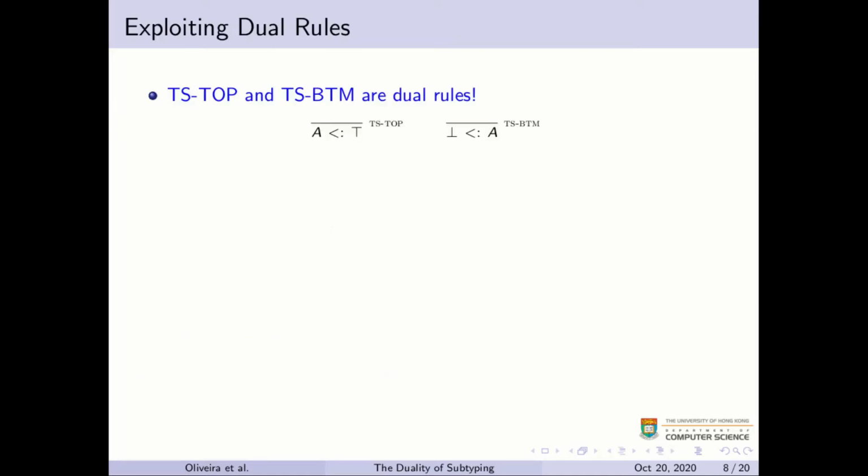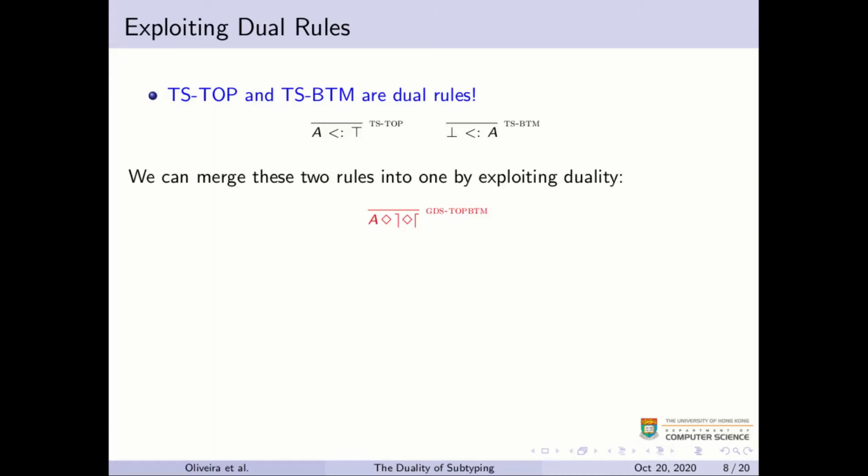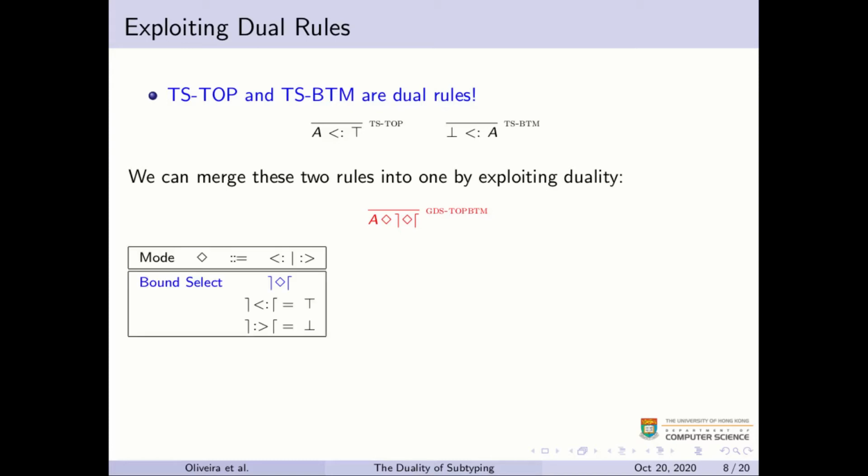Let's see if we can merge these 2 rules together into one rule by exploiting the duality. Since ts top and ts bottom are the dual rules, we can merge them together by exploiting the duality, and we can come up with gds top bottom as a one rule to accommodate both ts top and ts bottom. Now this diamond symbol is the mode relation, which can either be subtype or the supertype, and diamond with bars is a bound select function that gives us either top or the bottom type depending upon the specific value of the mode.